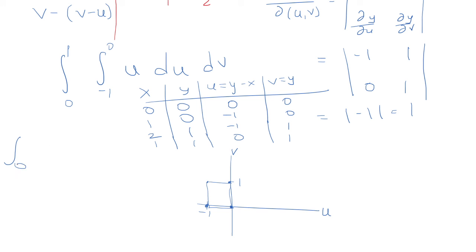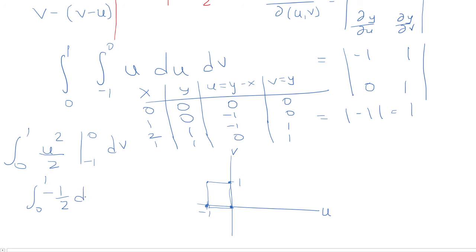Now we integrate with respect to u, we get u squared over 2 from negative 1 to 0. When you plug in 0, you just get 0, and then you have 0 minus, if you plug in negative 1, you get 1 half. So that would be negative 1 half, integrated from 0 to 1 dv, and this will just be negative 1 half. So this is our answer to the original question.